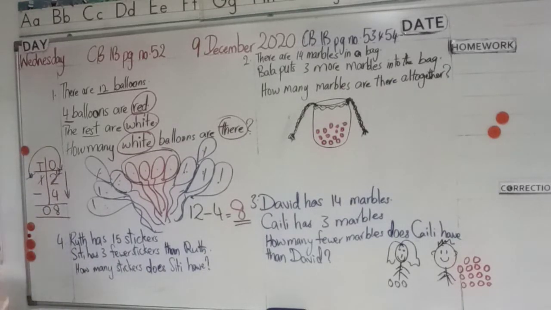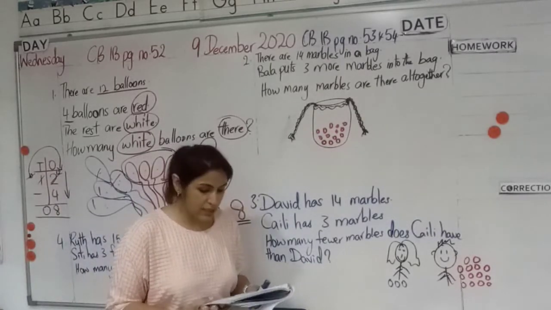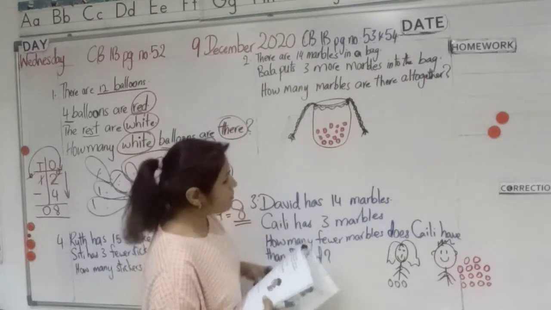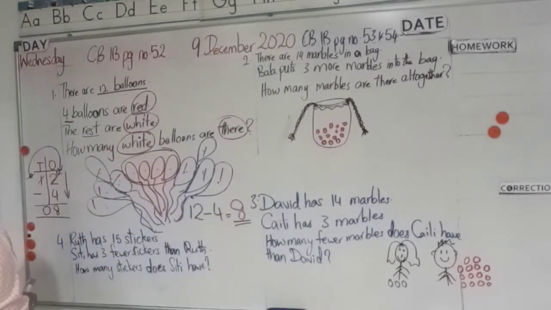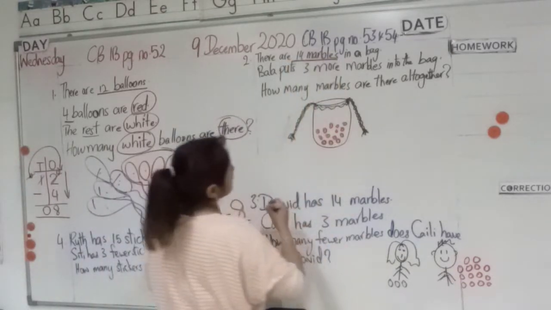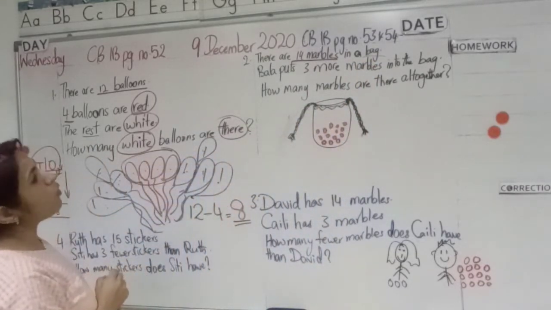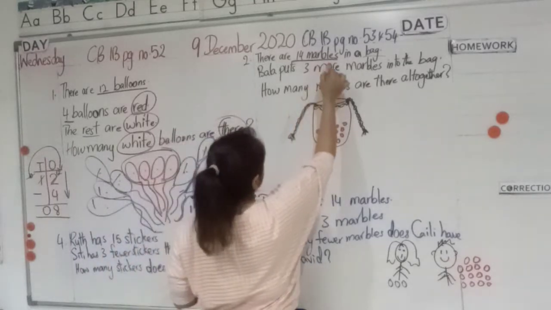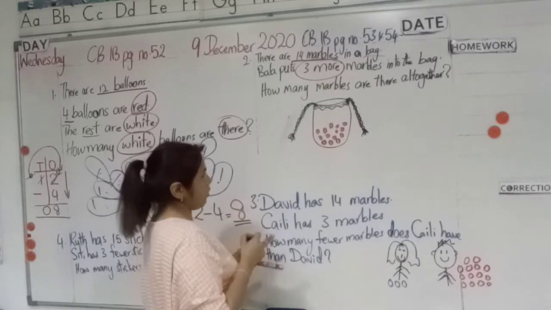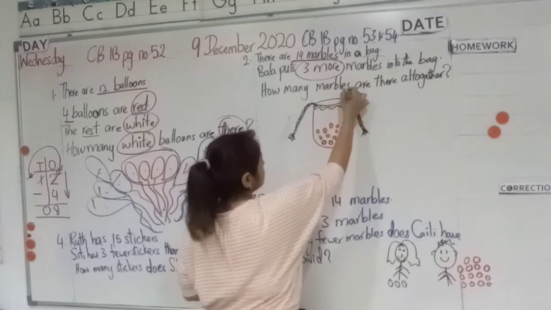Now let's go to the next page. Page number 53. Again Bala is stuck. He's thinking to solve the problem. Let's see. There are 14 marbles in a bag. Bala puts 3 more marbles into the bag. So he adds it. He puts in 3 more. He drops in 3 more.